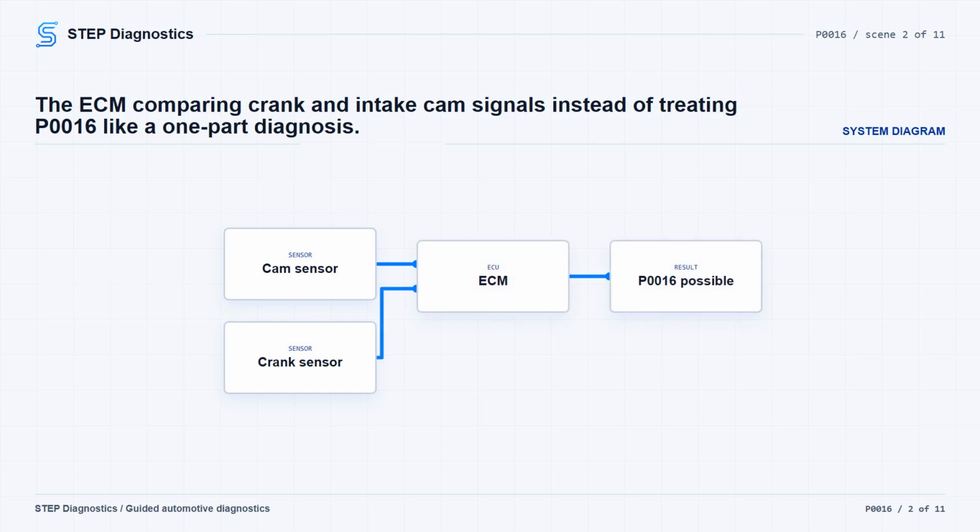So the job here is not to guess it apart. The job is to prove whether P0016 is current, then check the specific mechanical and installation conditions that can make the crank and cam relationship look wrong.